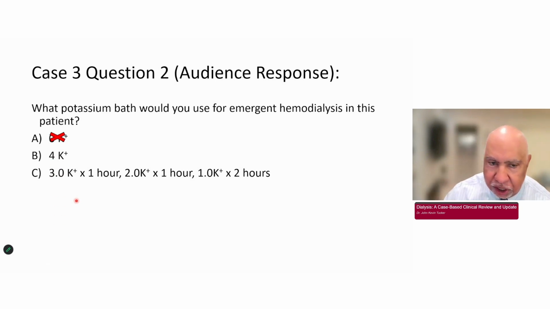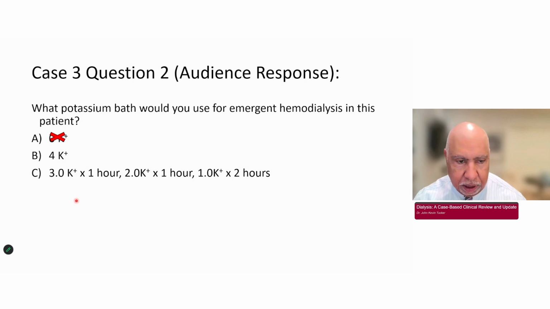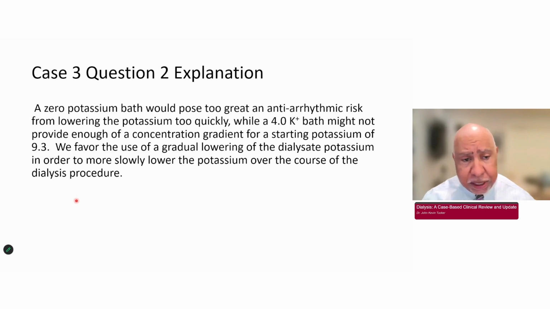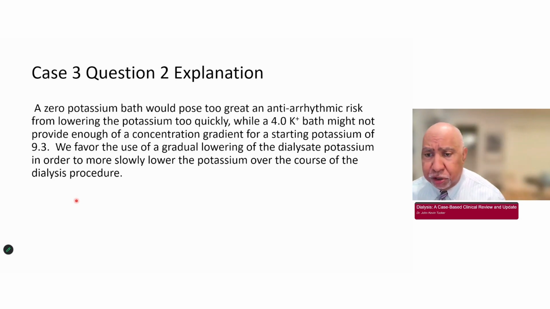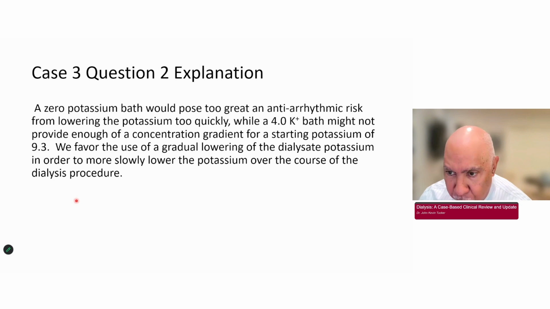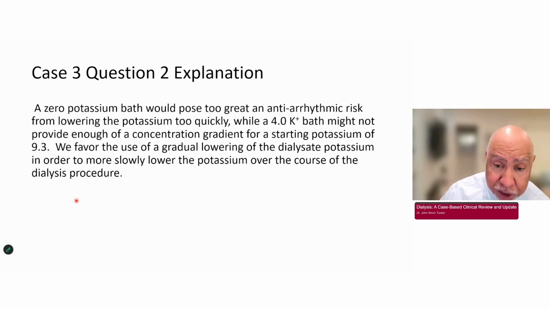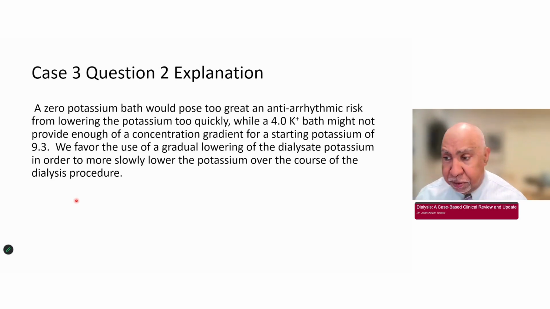So I would not choose a 0 potassium bath, nor would I choose a 4 potassium bath, but I would choose a gradient approach. The reason is that the 0 potassium bath would pose too great an arrhythmic risk from lowering potassium too quickly, while a 4.0 potassium bath might not provide enough of a concentration gradient for a starting potassium of 9.3. We favor a gradual lowering of the dialysate potassium in order to more slowly lower the potassium over the course of the dialysis procedure.